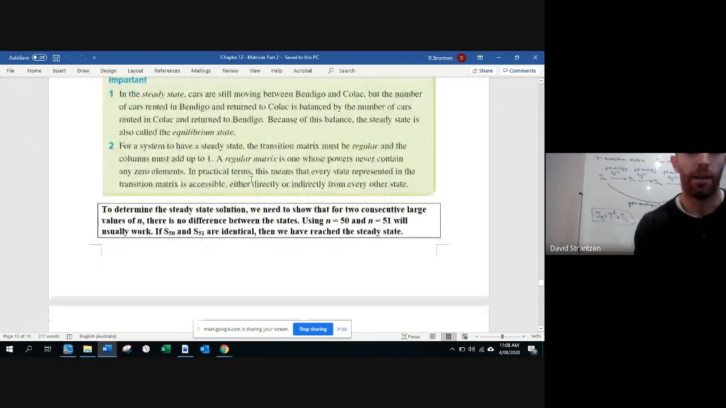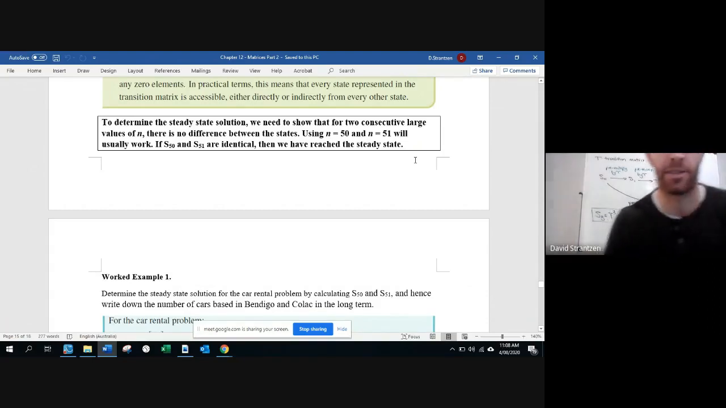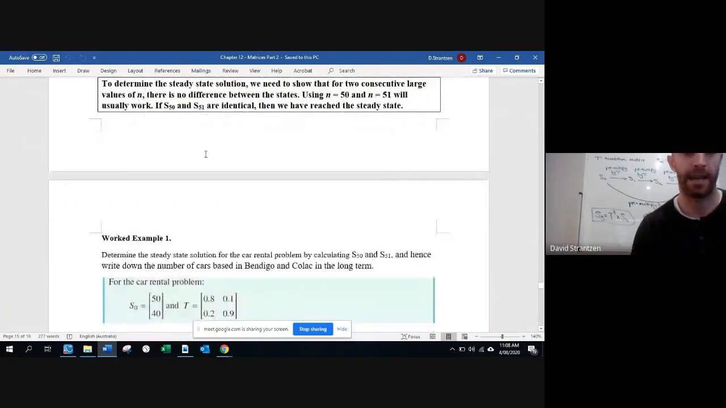Okay. Now, really importantly, how do we determine when steady state has arrived, or how do we do our calculations? Well, normally we will have reached steady state by the time that we're at 50 or 51 states down the track. So S50 and S51, normally there will be no change. So what we do is we use our calculator to determine the matrix for S50 and use our calculator to determine the matrix for S51. And if we can show that those matrices S50 and S51 are identical, then we've reached the steady state.